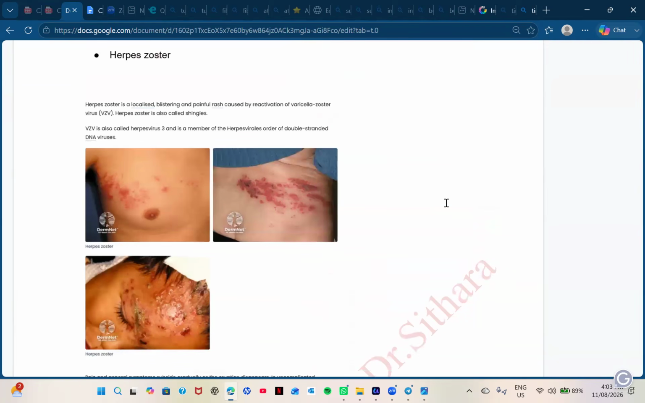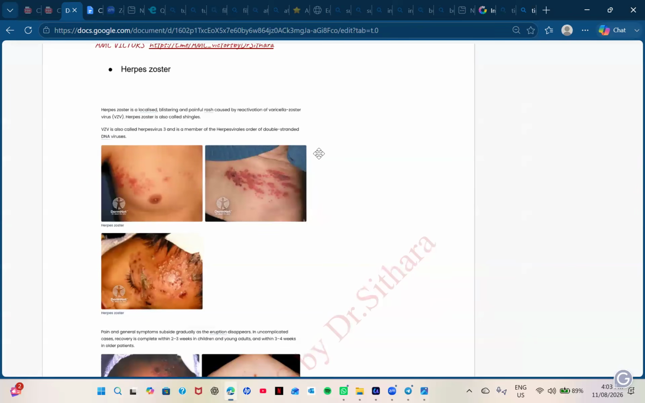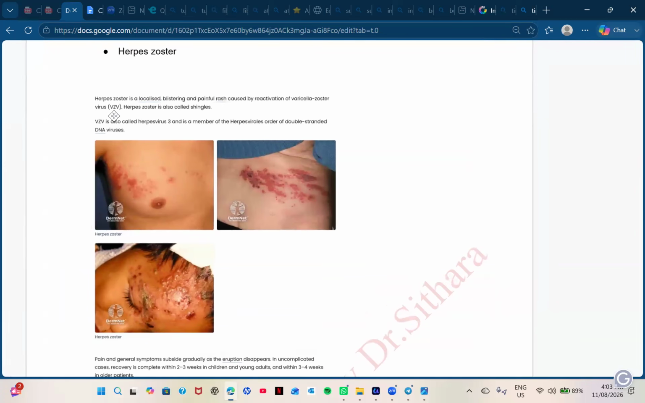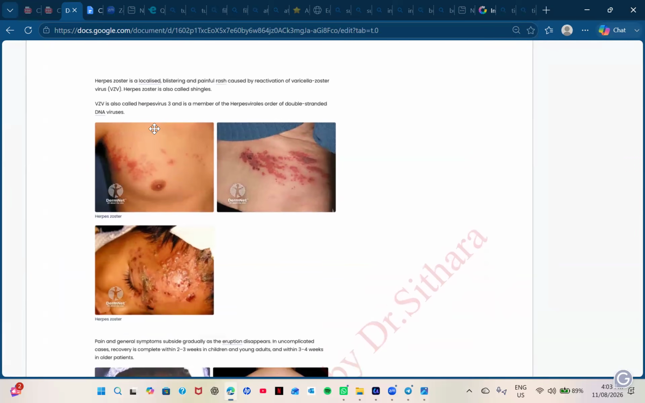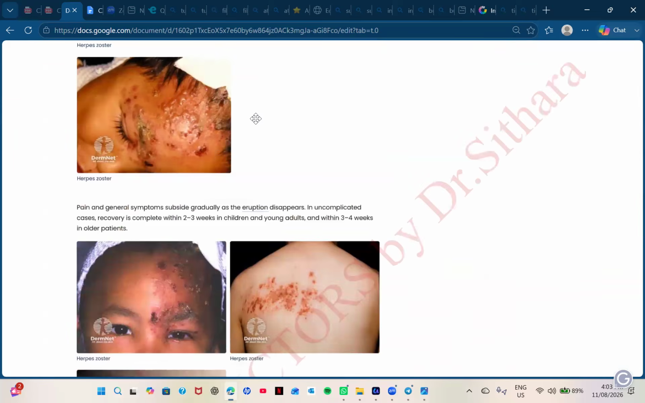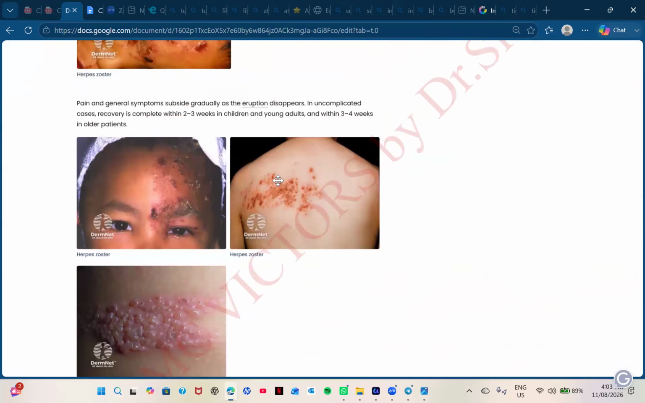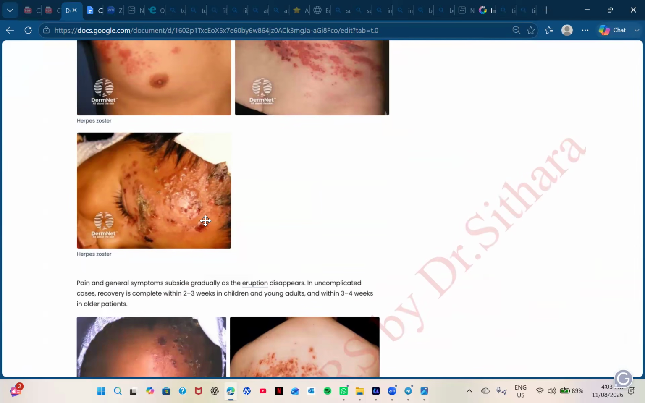Okay, herpes zoster. What do you know about herpes zoster? It is a localized blistering painful rash caused by reactivation of varicella zoster virus, also called shingles. Varicella zoster is herpes virus 3, a member of the herpes family, with double stranded DNA. So what can you see in this face? Tell me, doctors.